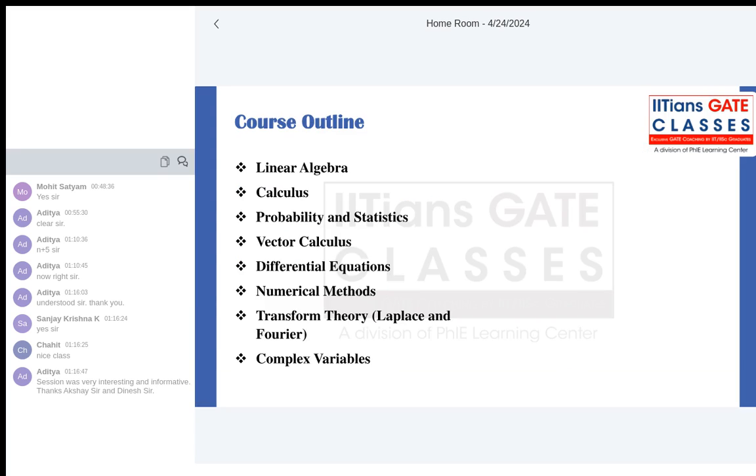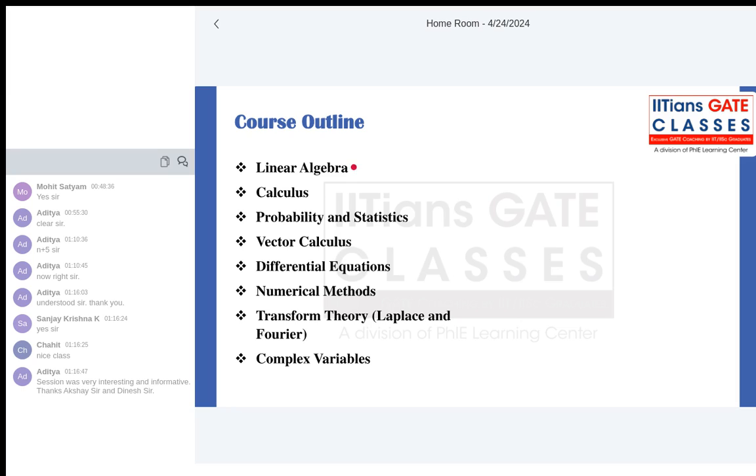First of all, a broad outline of the syllabus for mathematics. So you can see there are approximately 8 broad themes. There are multiple subtopics under each chapter.